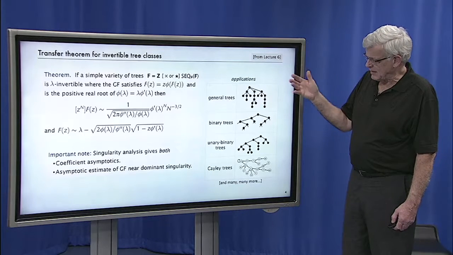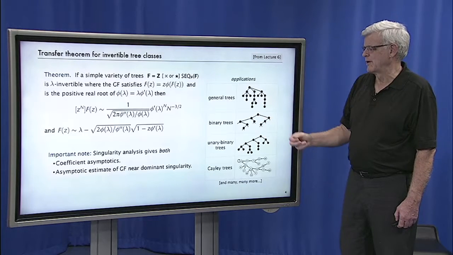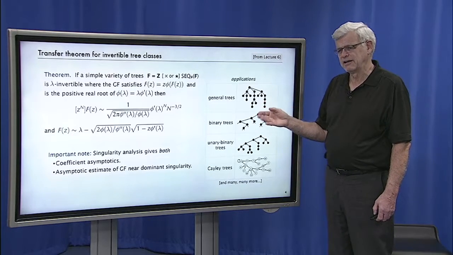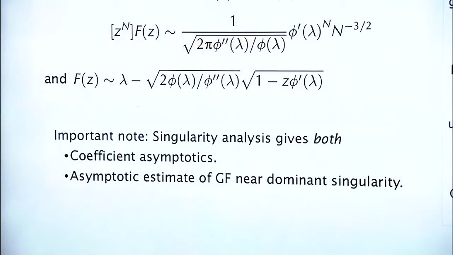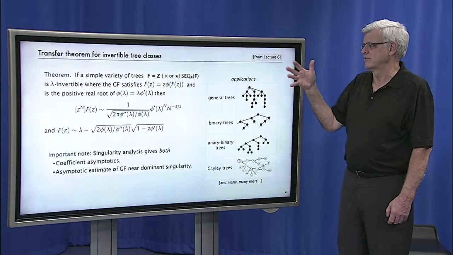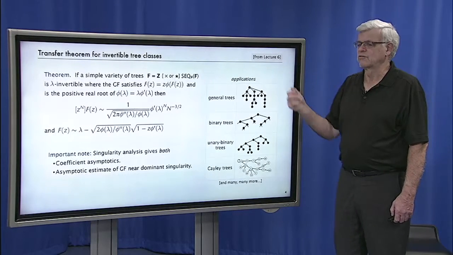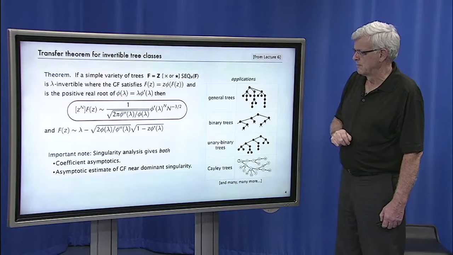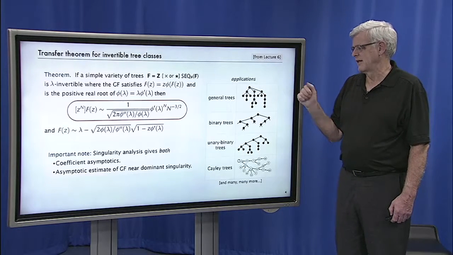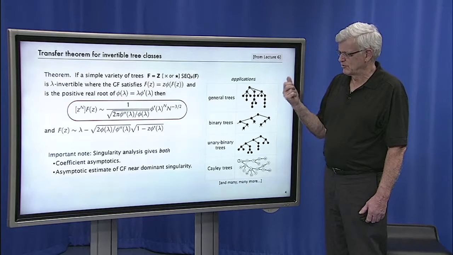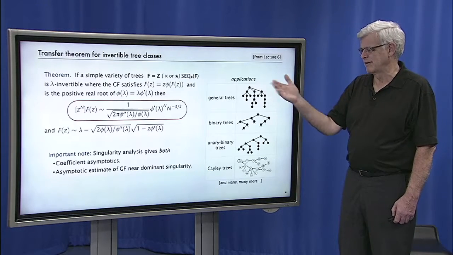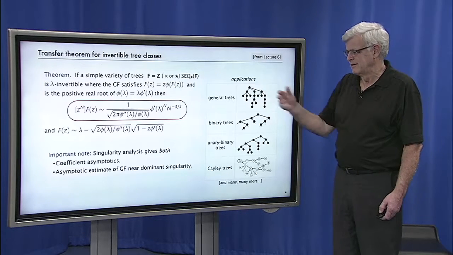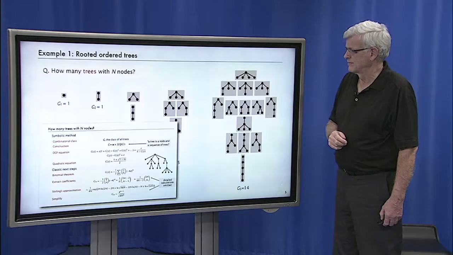So an important note, as I just mentioned, is that the singularity analysis gives you not only the coefficient asymptotics, but also an approximation of the function near its dominant singularity. That's automatic. This is a schema that works for any kind of sequence. And so, as usual, in most applications, what we're going to be focusing on is the calculations involved in the coefficient asymptotics. And these are quite simple calculations.